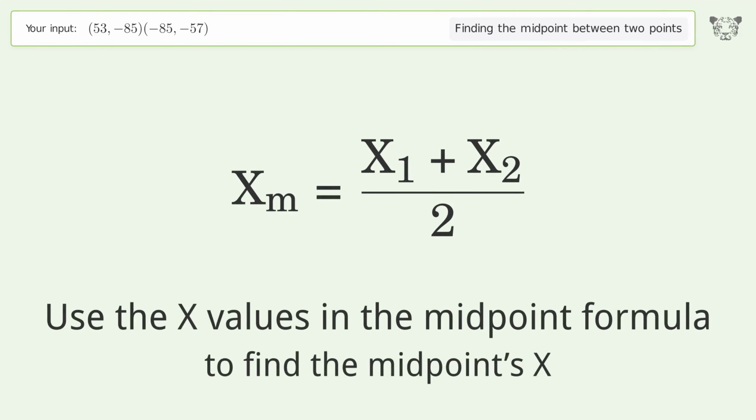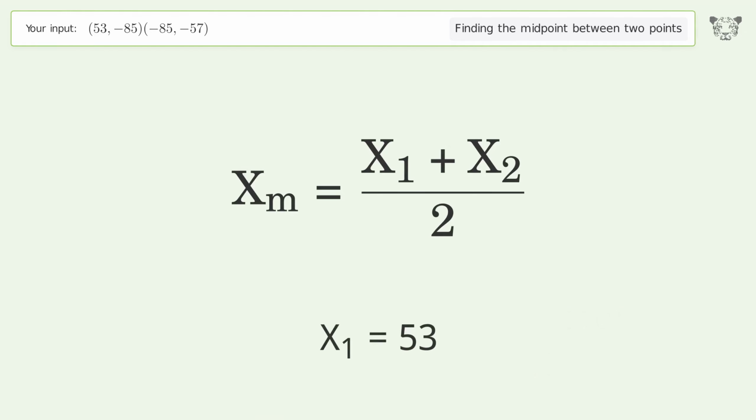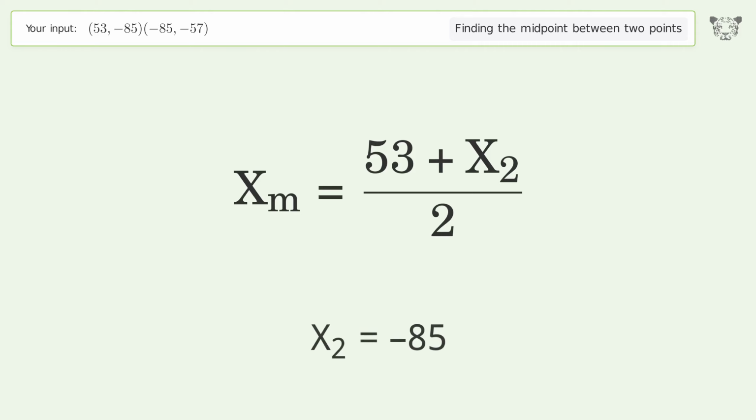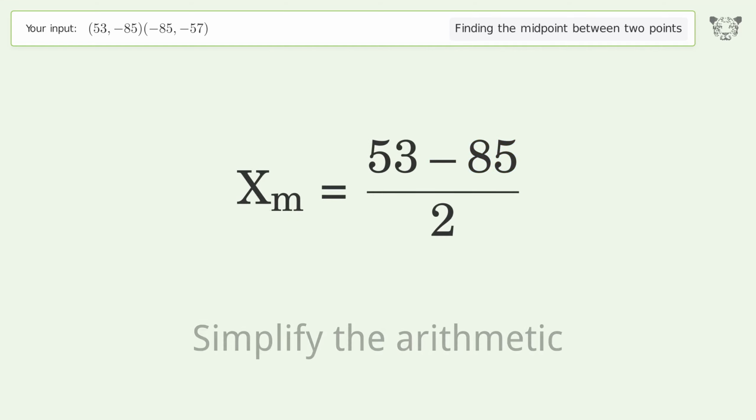Use the x values in the midpoint formula to find the midpoint's x. x1 equals 53. x2 equals -85. Simplify the arithmetic.